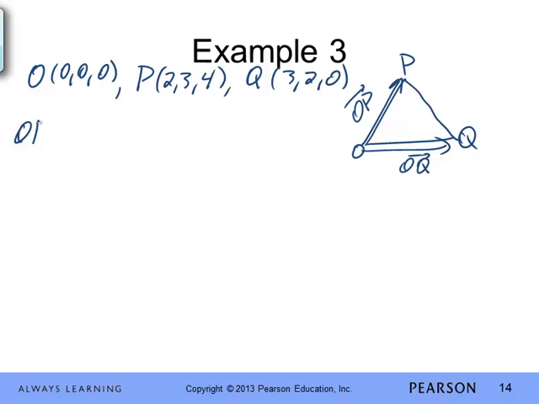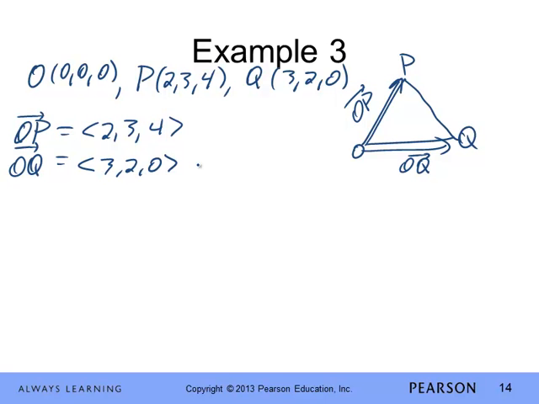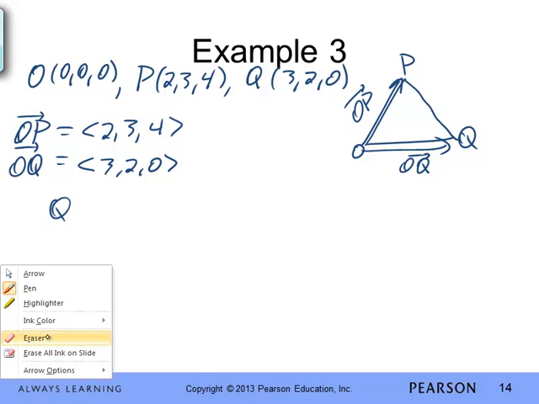Okay, so let's find vector OP, which is the vector that goes from O to P. That one's easy to find because the tail is at the origin. So there's OP. Now let's find OQ, and that's pretty easy to find too because its tail is also at the origin. So that has components 3, 2, 0. Now let's find the cross product of those two vectors.